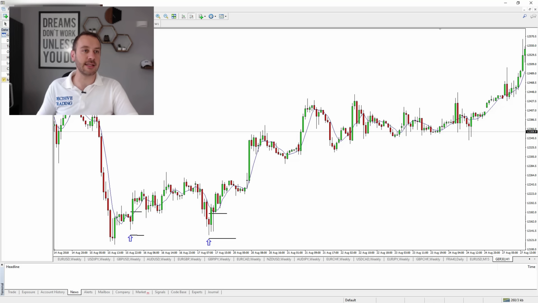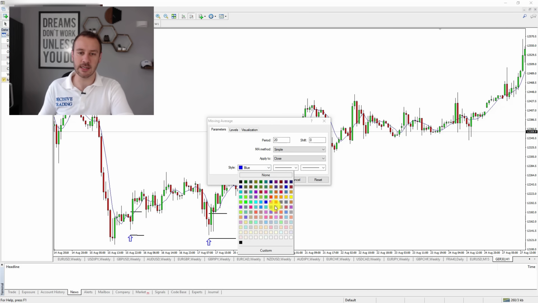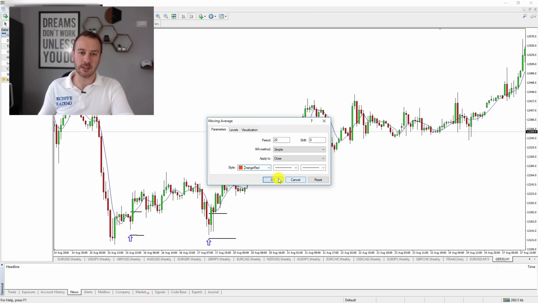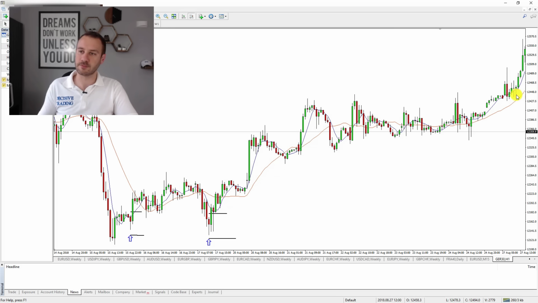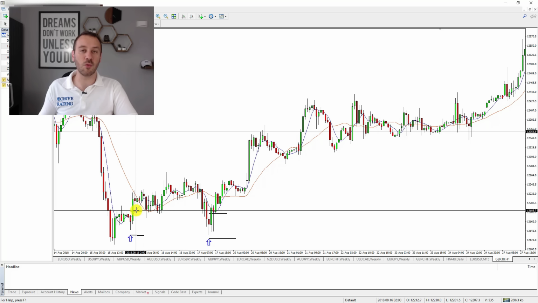We're also going to add a slightly slower one. So moving average, again, we'll use a relatively common one, the 20 simple period. We'll make this one an orange-red color. Okay, so with this one, you're getting into the trade, and then you're using the moving average as your indication of when to come out of the trade.